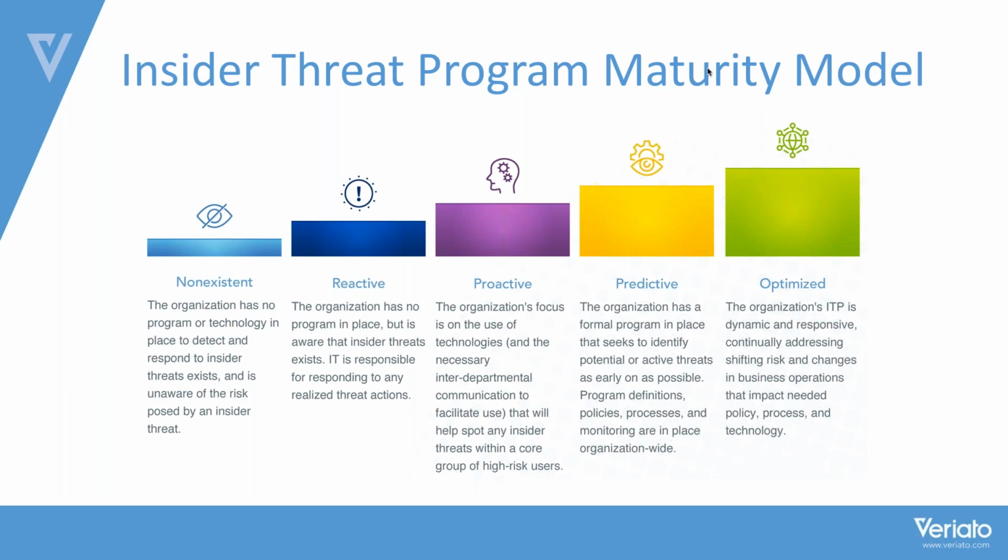And then the last one, optimized, is where you're adding on top of that the idea that the program is continually looking at itself, looking for ways to optimize and improve. It's watching the shifting risk in the organization. It's seeing how the business operations are changing and how that may change how insider threats might occur or what data they're going after and so on.